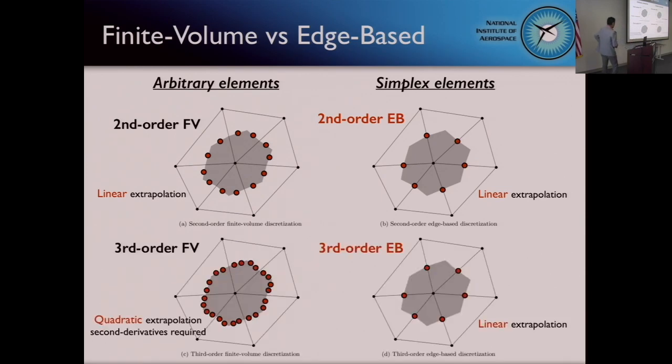And going to third order, typically you need one more point to compute the flux at the face. And then you need a quadratic extrapolation. Now you need a second derivative here. And here the solution is not a nodal value, it's a cell average. On the other hand, the third order H-based scheme achieves third order accuracy with exactly the same quadrature and the same linear extrapolation. And this is a very economical scheme.